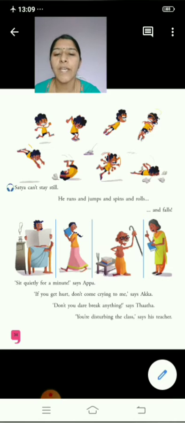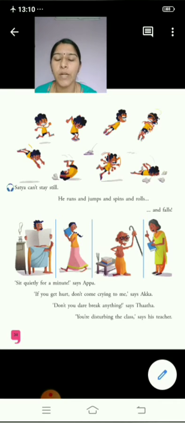Okay, so each of his family members is saying what he should do and what he should not do. First Appa is telling him to sit quietly for a minute, but Akka is telling him if you fall down somewhere, don't come to me crying. And Tata is telling him don't break anything there. And his teacher is also telling him you're disturbing the class very much. Okay, so this is the first page of the lesson.